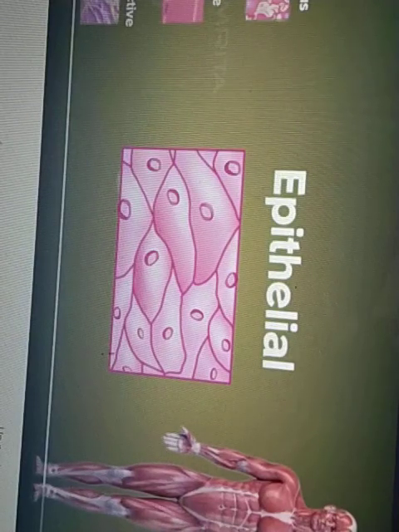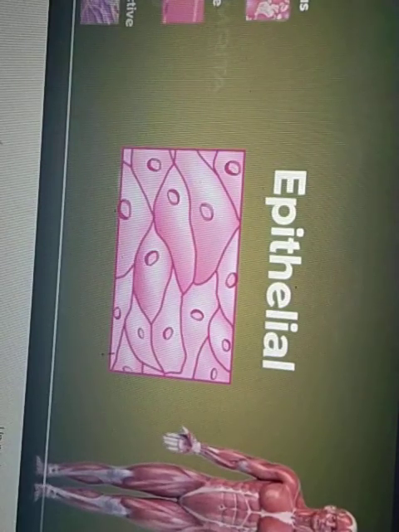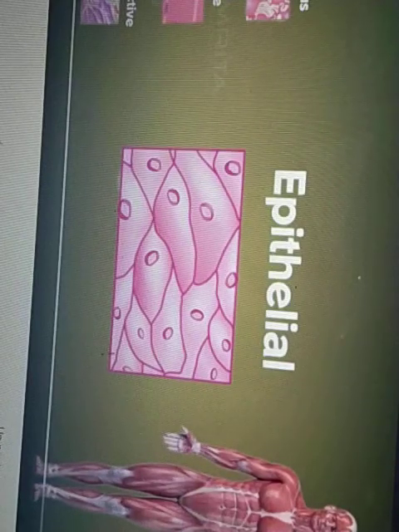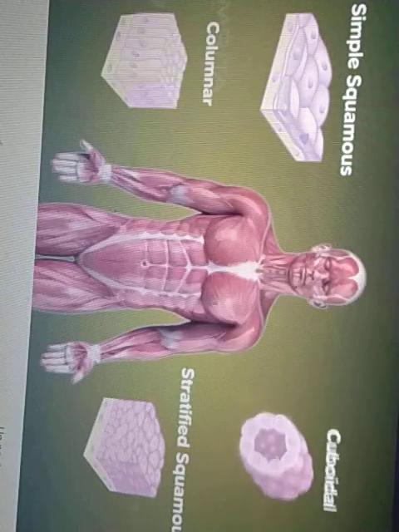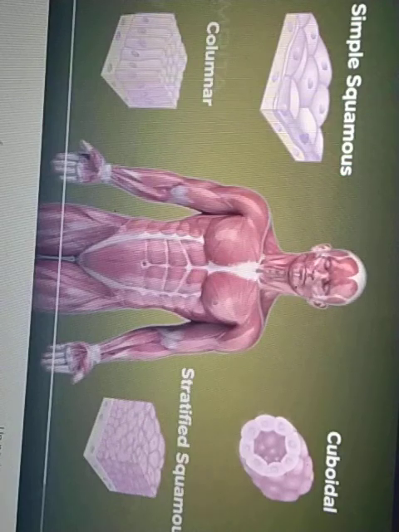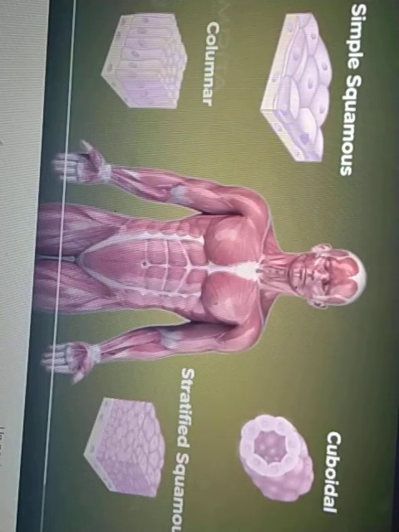Epithelial tissue regulates the exchange of materials. So exchange of material can be between the body and the environment. Extracellular fibrous basement membrane separates the epithelial tissue from underlying tissue. Now you can see the types. First one is simple squamous epithelial tissue, then cuboidal epithelial tissue, columnar epithelial tissue, and stratified squamous epithelial tissue. So these are the 4 types of epithelial tissue.